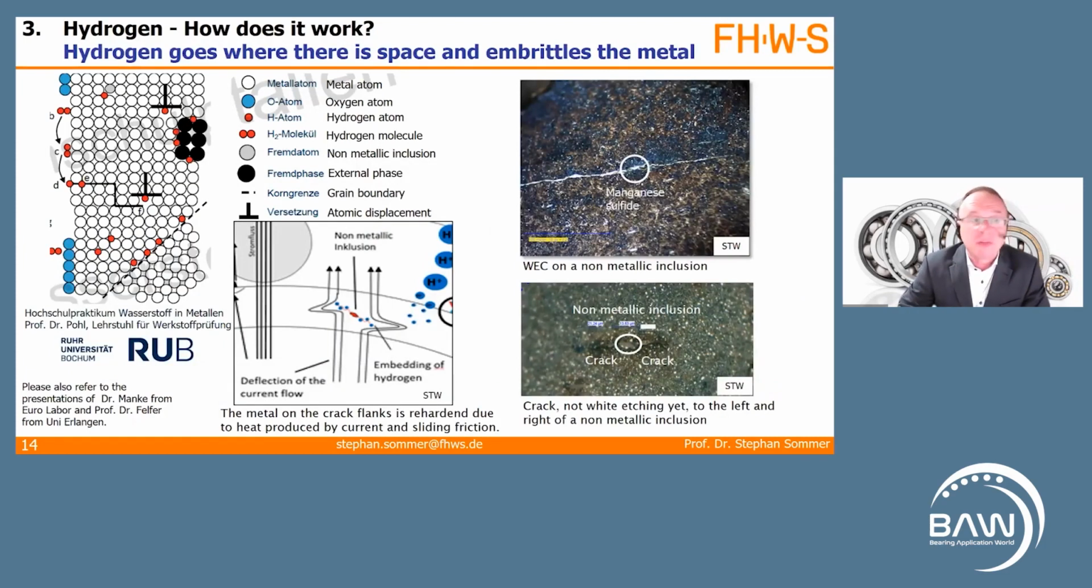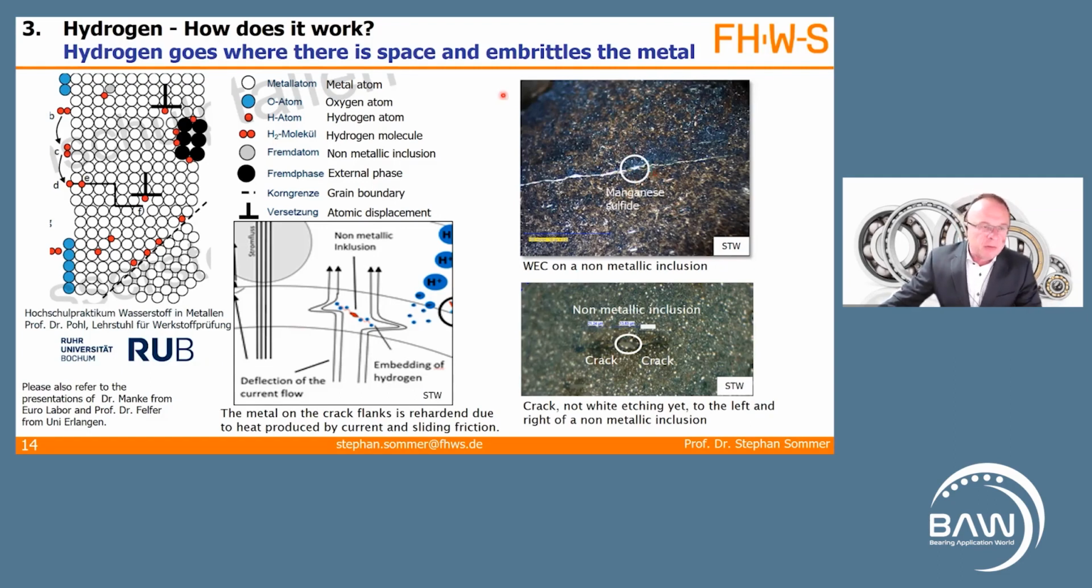Hydrogen, how does it work? Well, hydrogen goes where there is space, and hydrogen embrittles the metal. My colleagues in Bochum, Professor Pohl and Dr. Mahnke, who are experts in material engineering, have the explanation for wide etching cracks starting on non-metallic inclusions, like we see here in this picture. We remember this picture again, it's the same picture, non-metallic inclusion to the left and to the right, a wide etching crack.